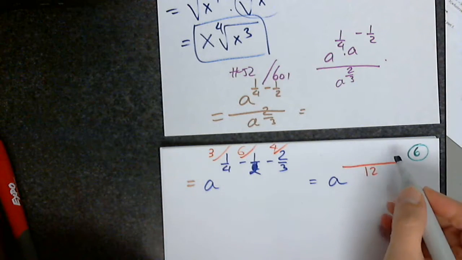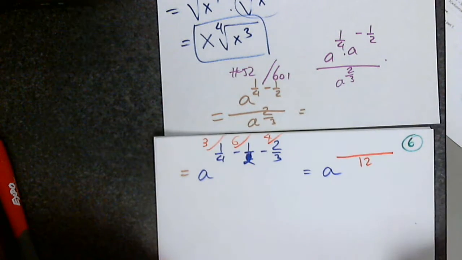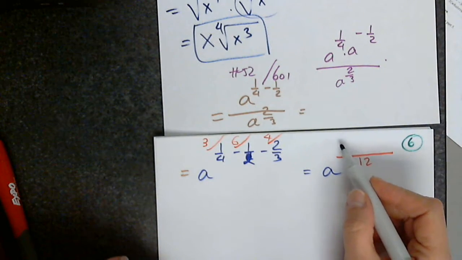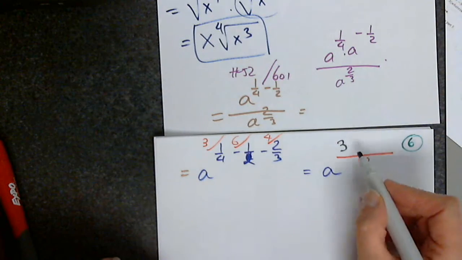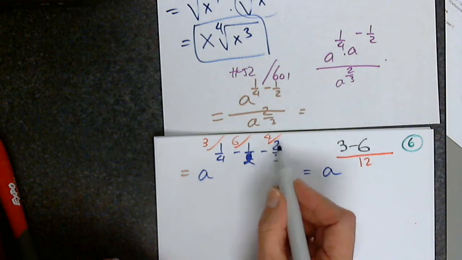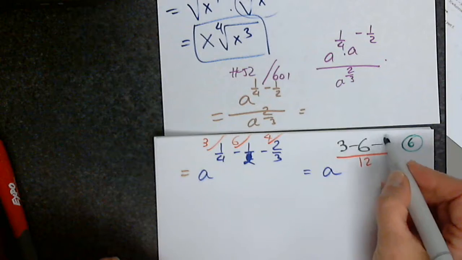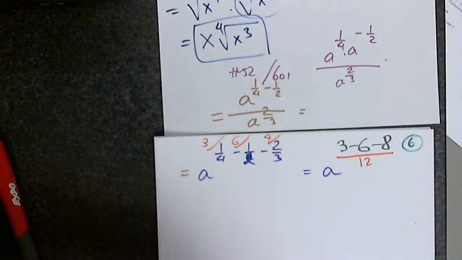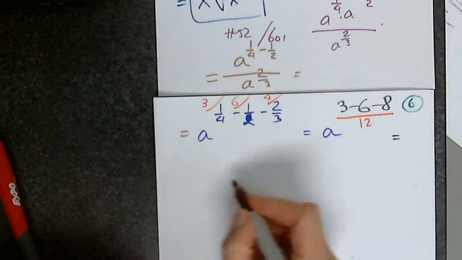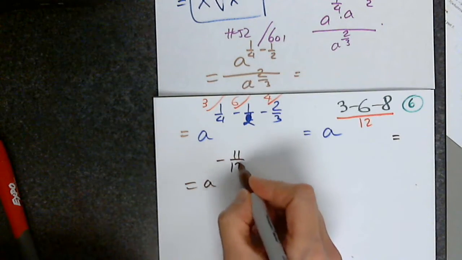I need to write the intermediate step for everyone to see, and then we can calculate. 3 plus 6 plus 4. 3, careful, because there is a minus. Minus 6. Minus 6. Minus 8. Do you all agree with 3 minus 6 minus 8? That's okay. Okay, what is that? Negative 11. I completely agree. So this is a to negative 11 over 12.